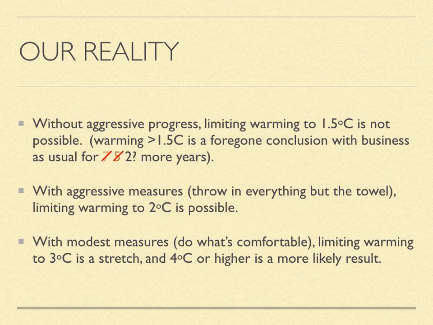Our reality is that without aggressive progress, limiting warming to 1.5 C is not possible. And warming greater than 1.5 C is a foregone conclusion with business as usual for something like a couple more years. With aggressive measures, which means throw in everything but the towel, don't give up, we might be able to limit warming to 2 degrees C. But if we do what's comfortable and we only take modest measures, limiting warming to 3 C is a stretch, and an outcome of 4 C or higher is a more likely result.